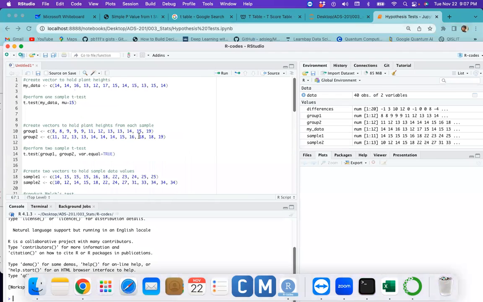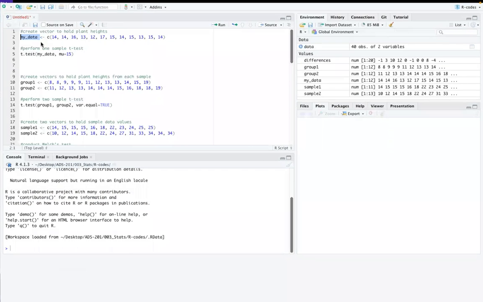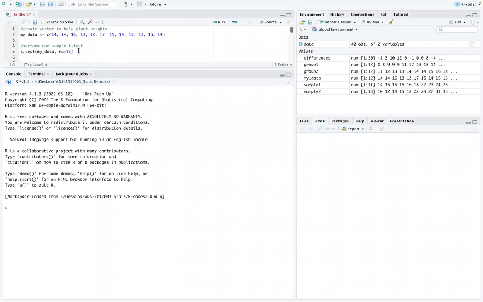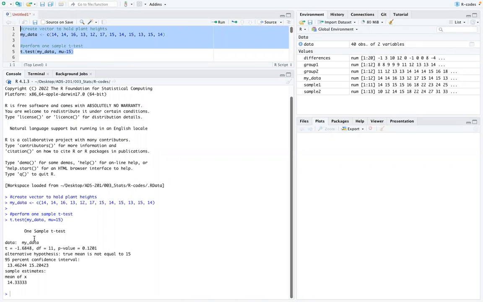So here, this is my data, the entire data. We are assigning it with c, which stands for combine, so we are creating a vector. This vector of elements we are assigning to one particular variable. This is my sample data. This entire data we are giving, as well as your population mean, to t.test. This is the formula which gives you the one-sample t-test value. This is your t value, this is your degrees of freedom, and this is your p value.